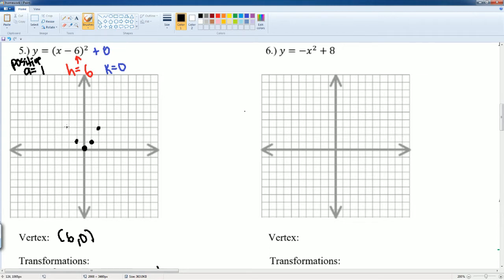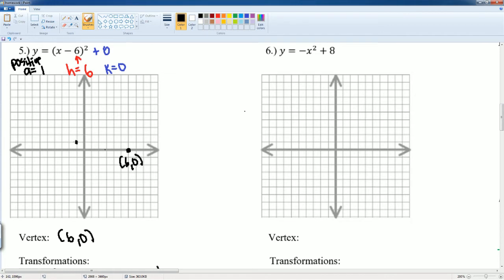Okay, up 1, across 2. Hold on, give me a second here. Sorry, if I plug in 2 here, it would be a 4. So this is not right. 1, 2, 3, 4. It should be up here. Okay, so this is how it's supposed to look. But it moved to the right. So now it goes 1, 2, 3, 4, 5, 6. There you go. So this is your vertex of (6, 0).